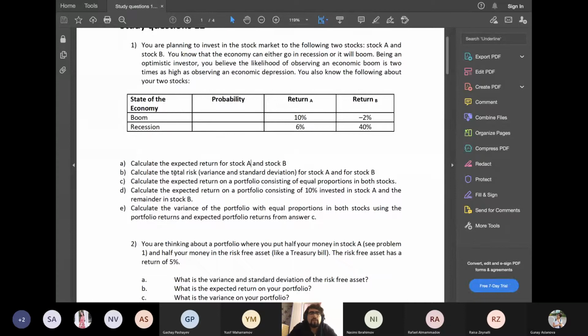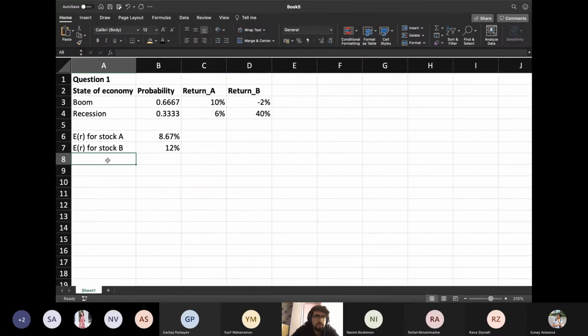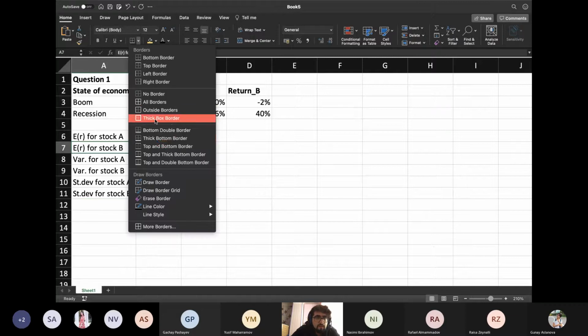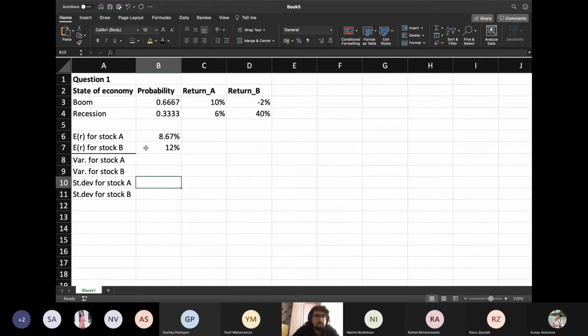The next question is asking for the total risk, variance and standard deviation for stock A and for stock B. Total risk, let's find variance for stock A, variance for stock B. Then we have to find standard deviation for stock A and standard deviation for stock B. Let me separate them. Okay.